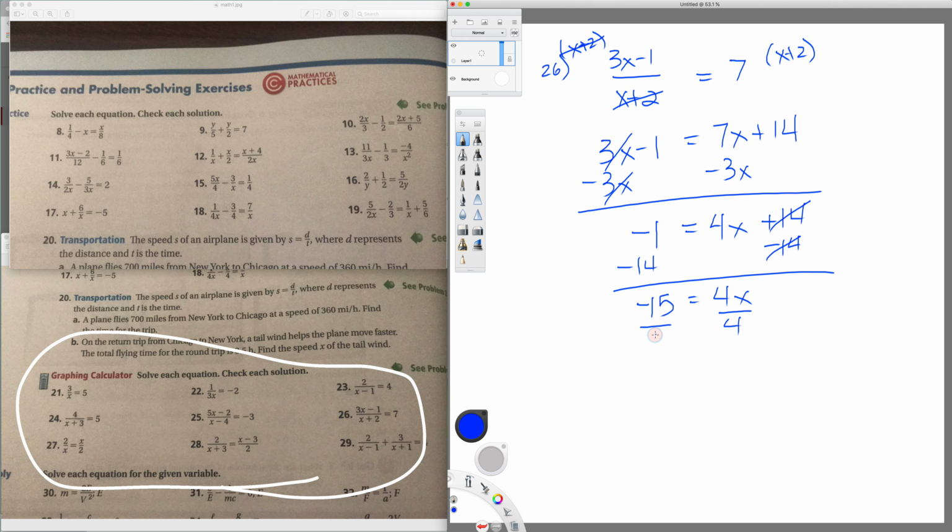And when I divide by 4, that's a little unpleasant. What is that? Negative 3 3/4. It'll be negative 15 over 4. Goes in there, yep. Negative 3 3/4 or negative 3.75. Or maybe negative 15/4 if you prefer that one. 27.